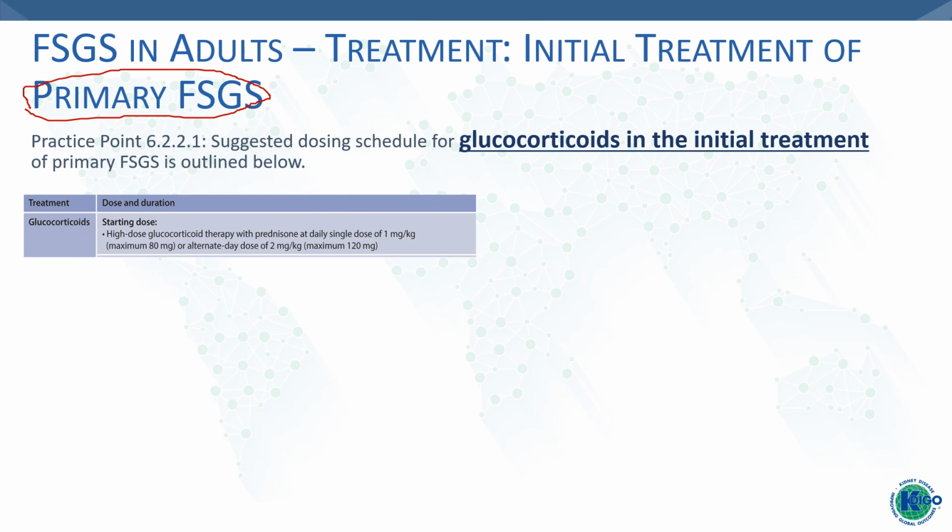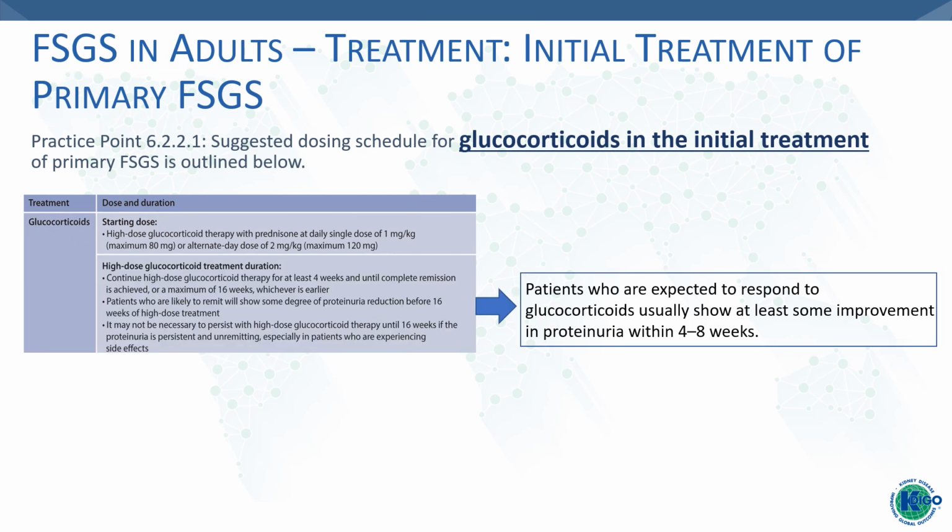You will start by high dose glucocorticoid therapy in 1 milligram per kilogram per day, maximum 80 milligram, or 2 milligram per kilogram on alternate days, maximum 120 milligram. You have to continue the treatment at least for 4 weeks and for a maximum of 16 weeks. If the patient is not responding after 16 weeks, you will consider him as steroid resistant.